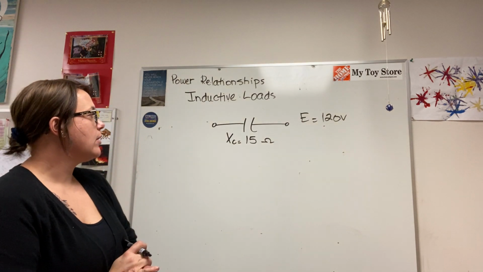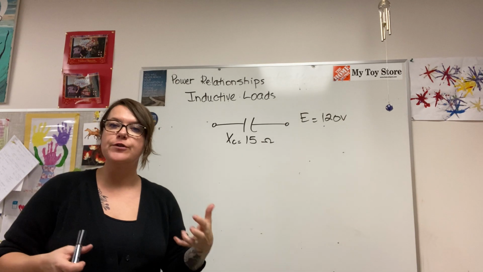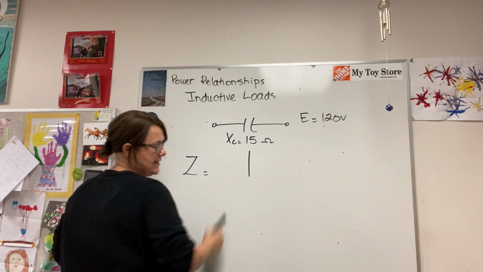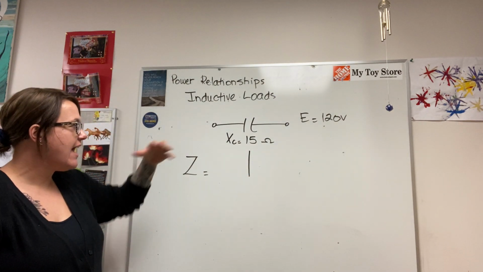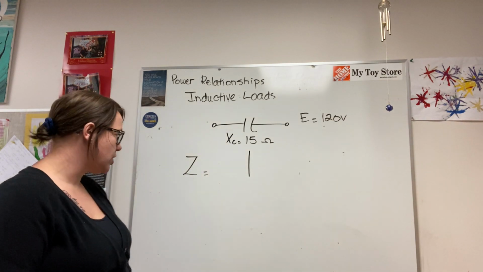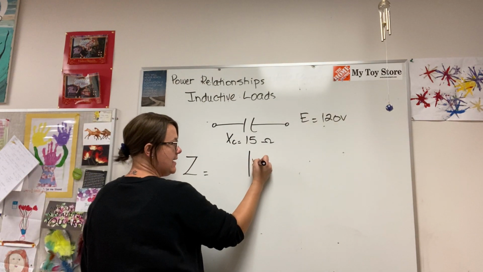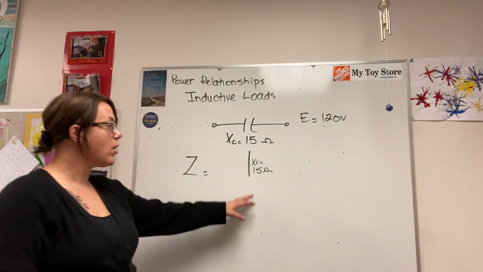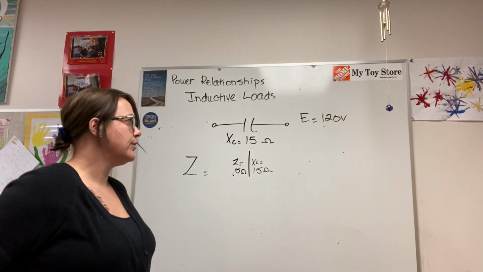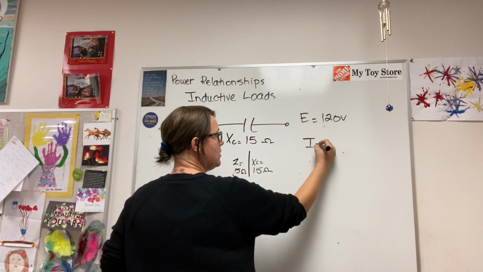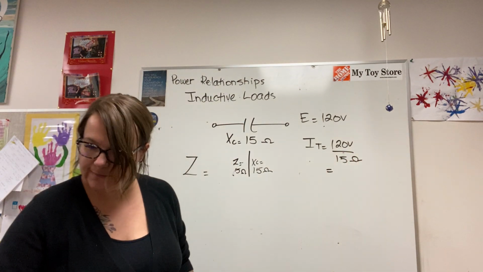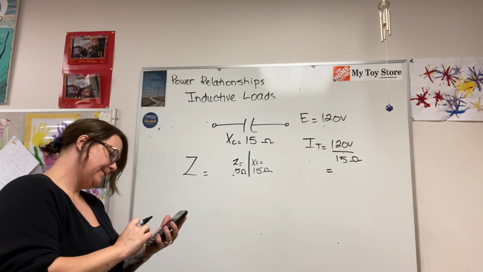I want to draw my impedance triangle because that'll allow me to solve for the current of the circuit. So the impedance triangle for a capacitor is going to be a straight line just like that, okay? So it doesn't have any resistive components. It only has capacitive reactance. Therefore, this is my right angle triangle, okay? So I have an XC of 15 ohms. Therefore, XC equals my impedance, okay? So I can now apply that value to my current formula. I total equals 120 volts divided by 15 ohms. And that gives me a current of 8 amps.